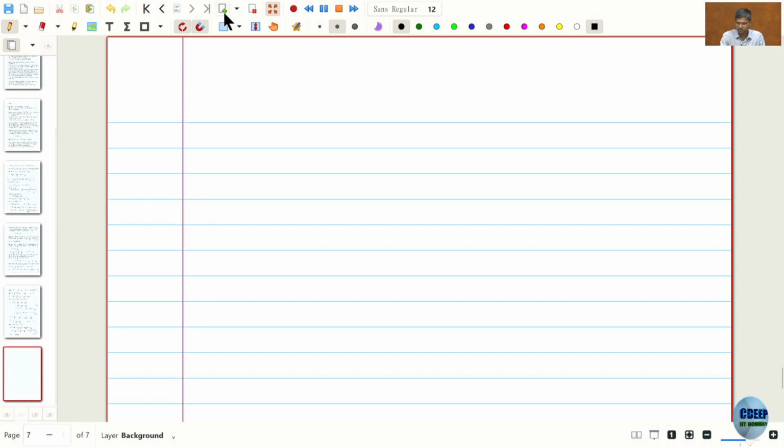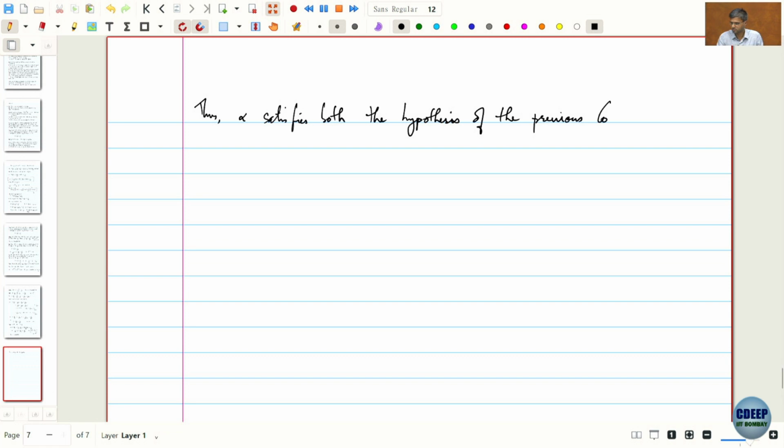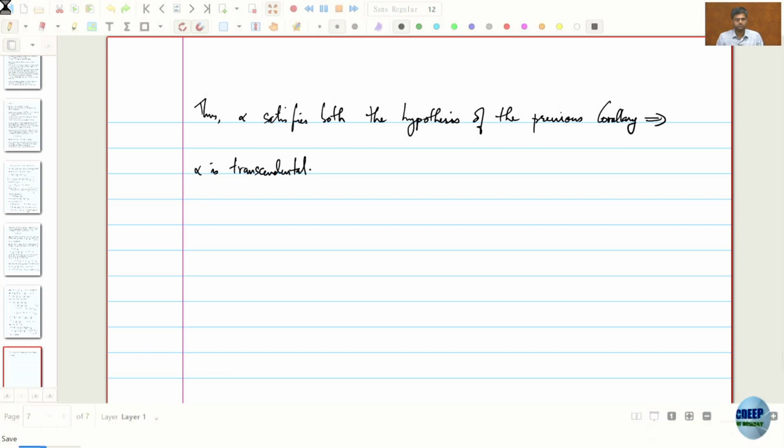Right? So thus, alpha satisfies both the hypotheses of the previous corollary, and this implies that alpha is transcendental. So we will stop here.